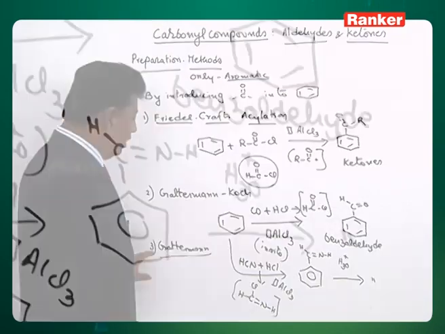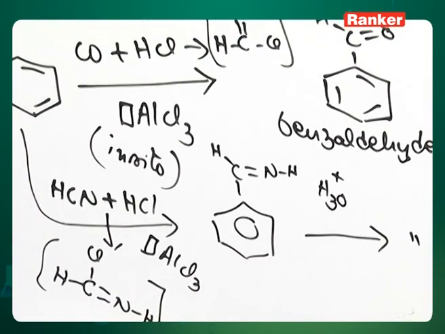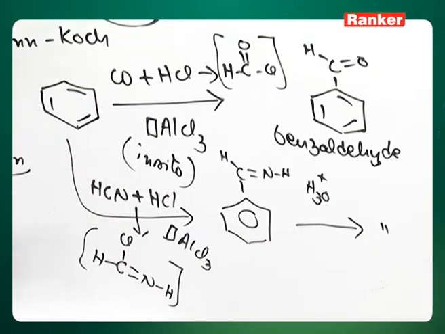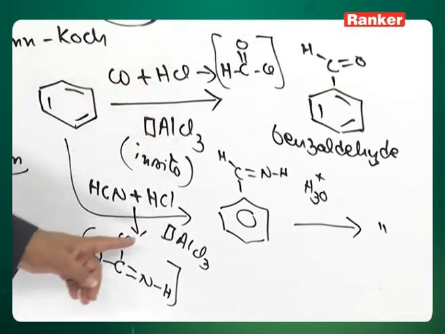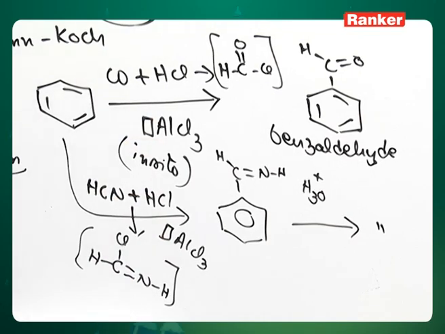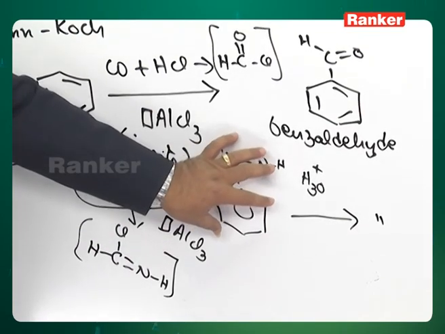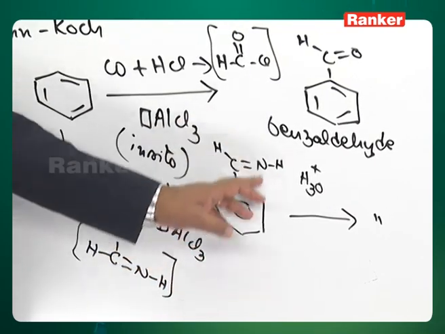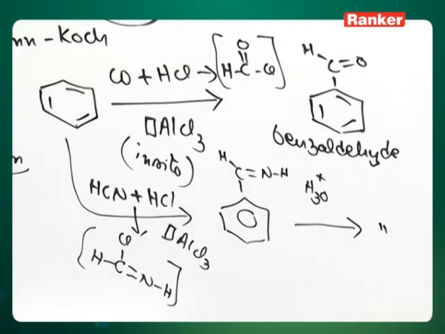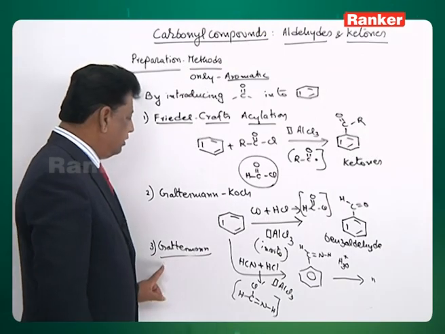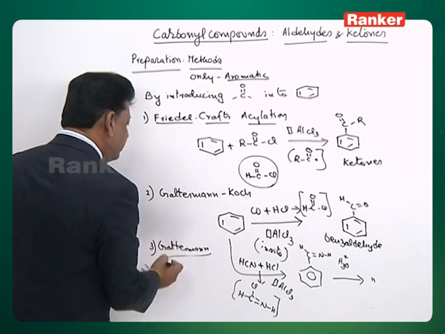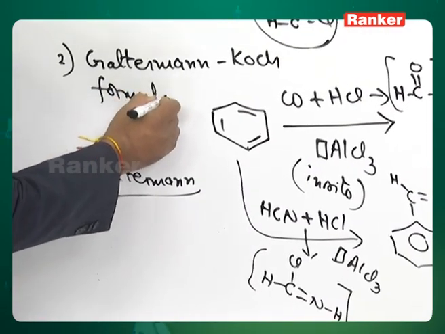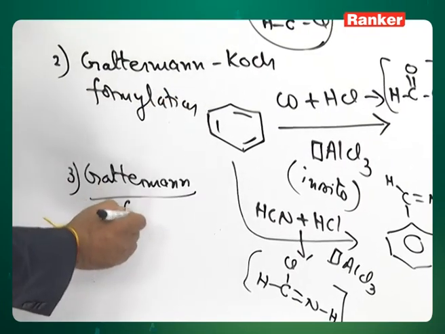So, this method is almost similar to the previous one, wherein instead of carbon monoxide, HCN is used, and HCl is common and anhydrous aluminum chloride is common, but there you won't get benzaldehyde directly. The formimino benzene will hydrolyze to give the benzaldehyde. This is called Gattermann formylation. Formaldehyde is coming, so therefore it is formylation. This is also formylation.